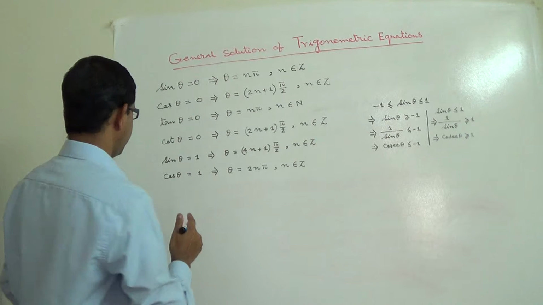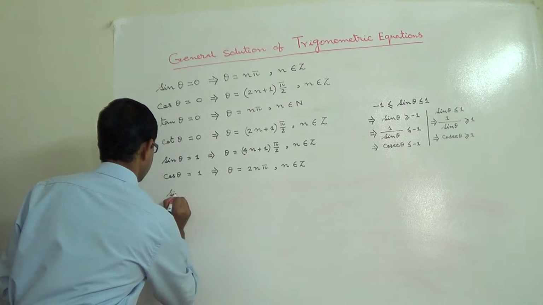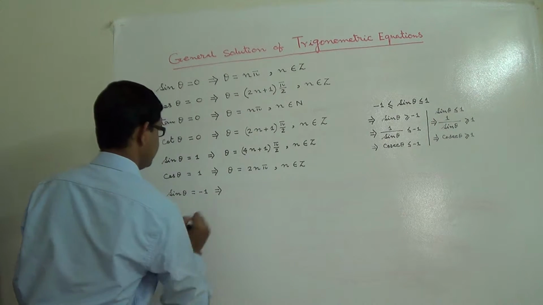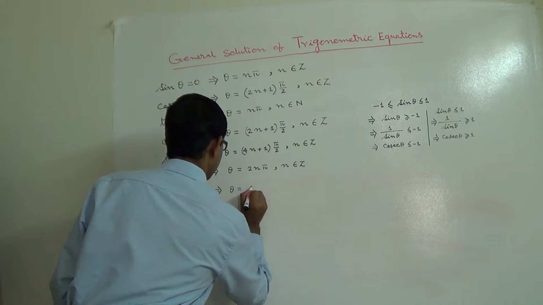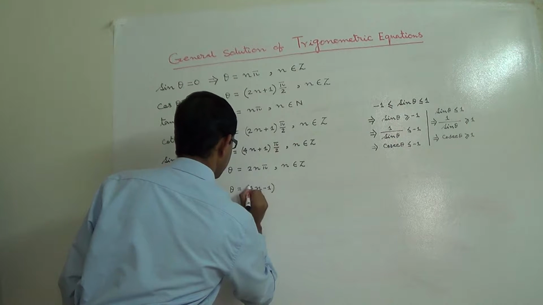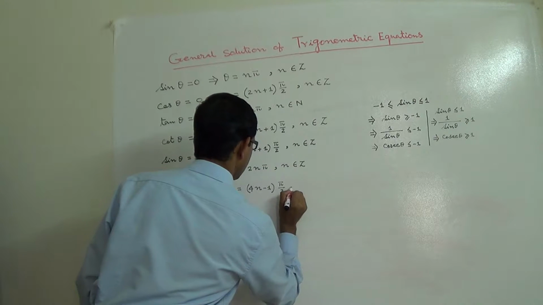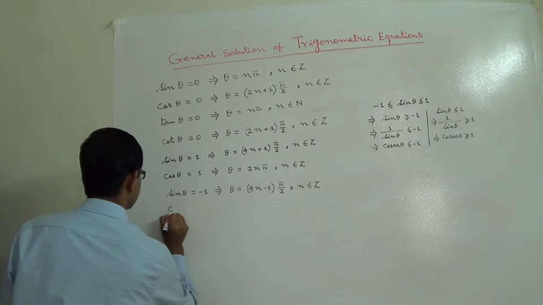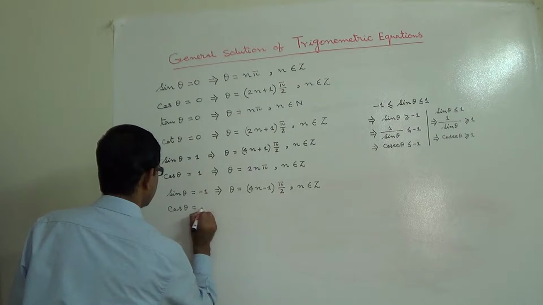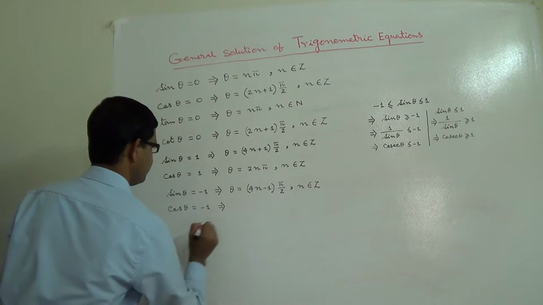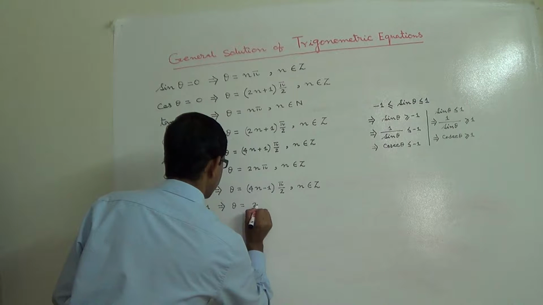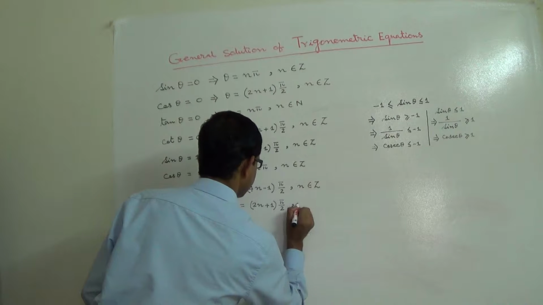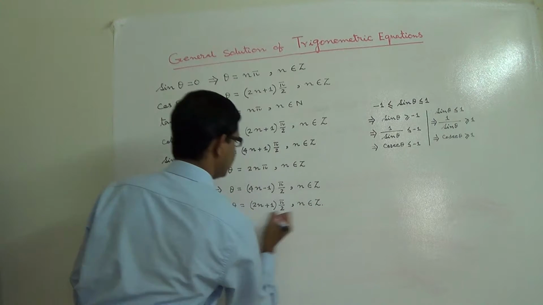Correct? Next one is coming, sin theta equal to minus 1. This implies theta equal to (4n minus 1) into pi by 2, where n belongs to Z, the set of integers, and cos theta equal to minus 1 implies theta equal to (2n plus 1) into pi by 2, where n belongs to Z, the set of integers.